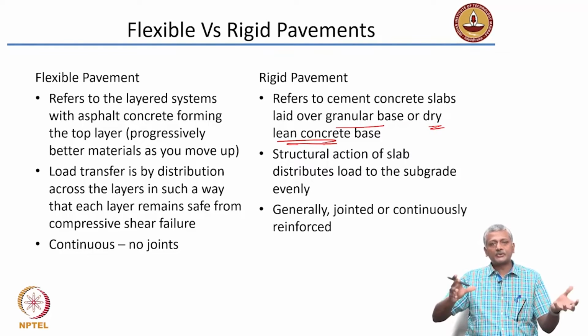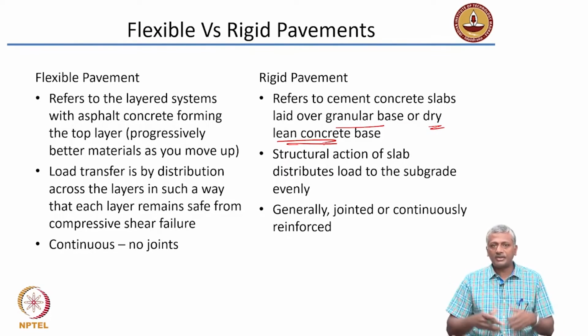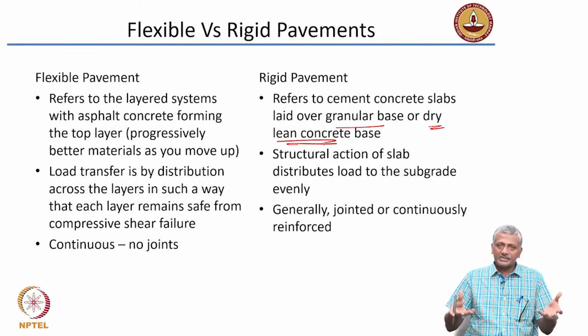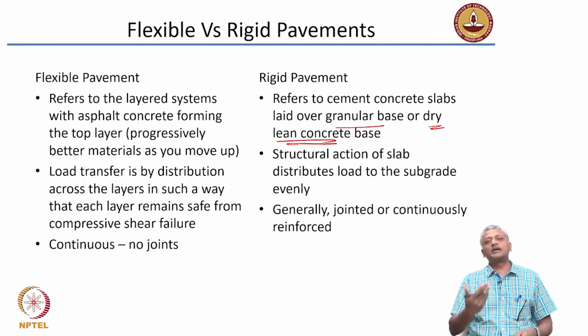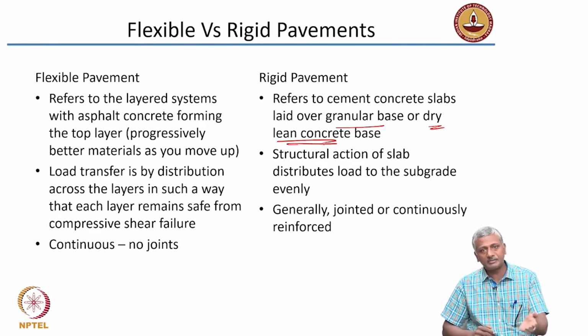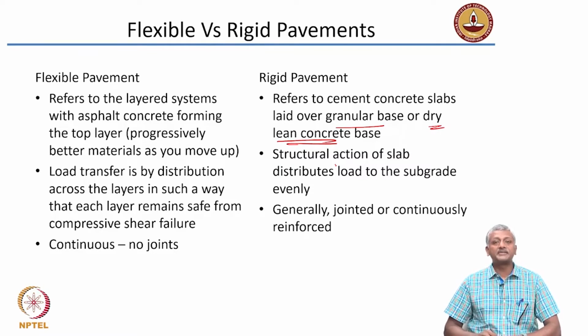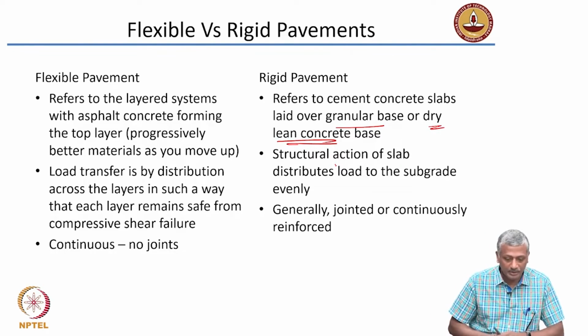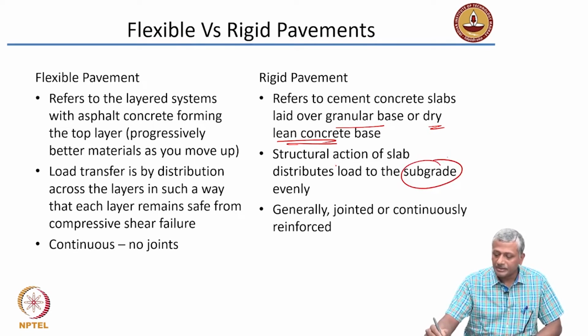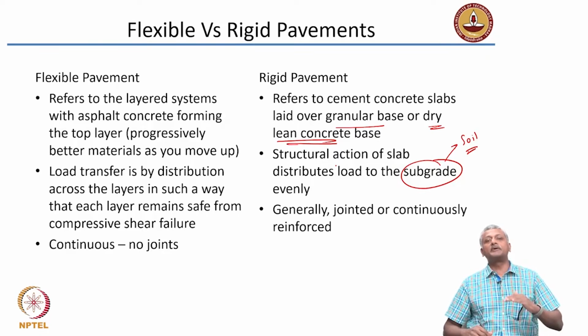Now, the slab itself is quite rigid, it does not deform freely, right? So, the slab itself will have a structural action that will bear the loads. That is why we do not call it flexible anymore, we call it a rigid pavement. Okay. The structural action of the slab basically distributes the load to the subgrade. Again, I have introduced a term here, subgrade. Subgrade is nothing but the soil. The soil underneath is called the subgrade.